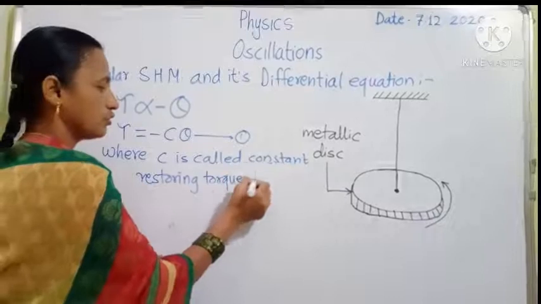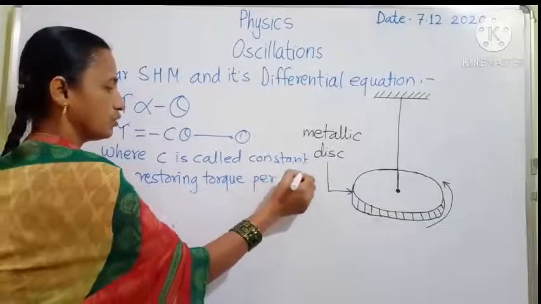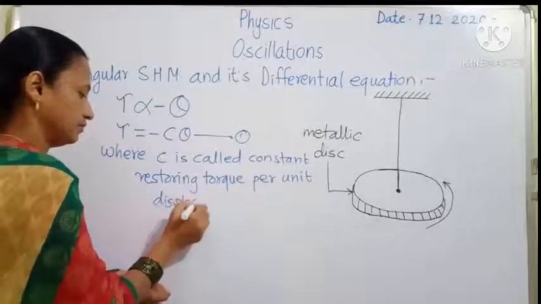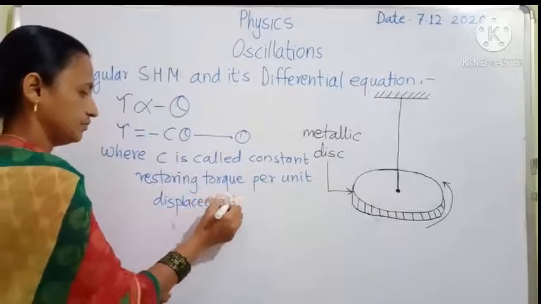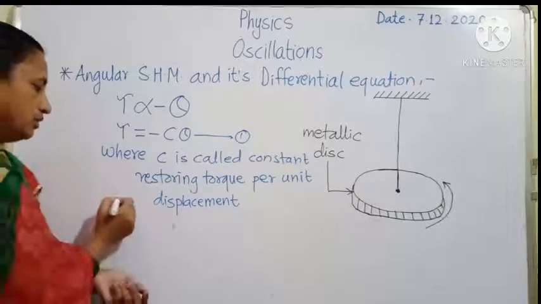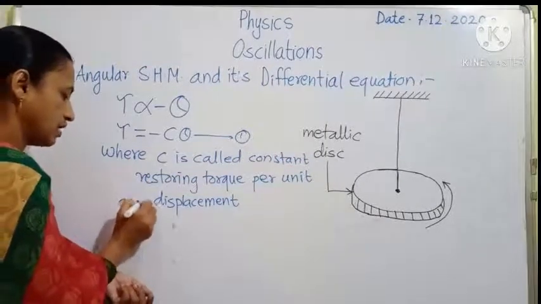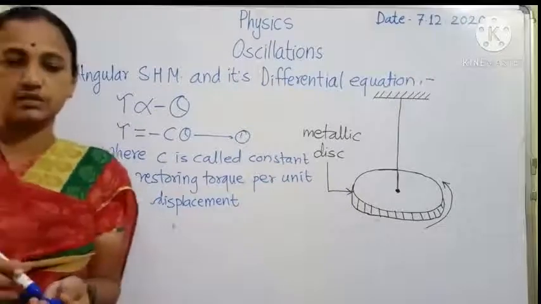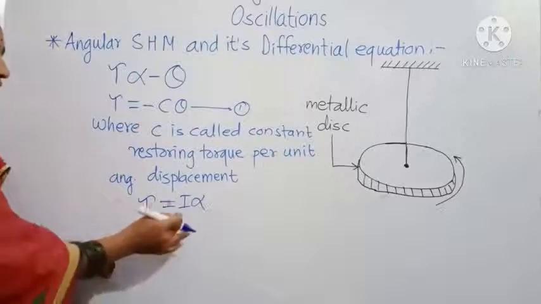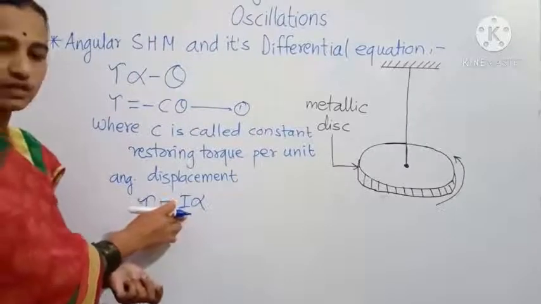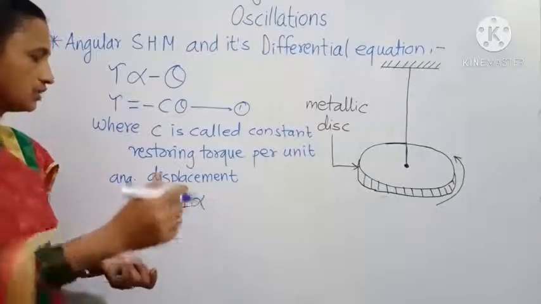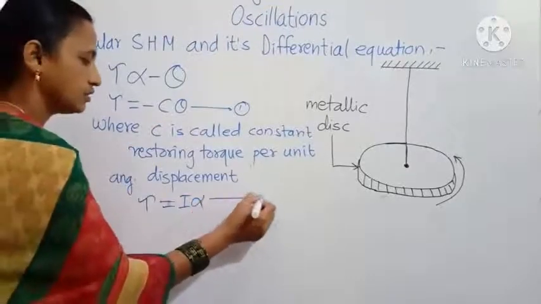Restoring torque per unit displacement, which here means angular displacement. Tau is equal to I alpha, where I is the moment of inertia and alpha is the angular acceleration. This is equation number 2.